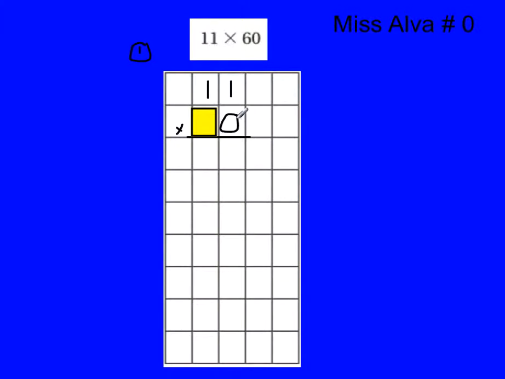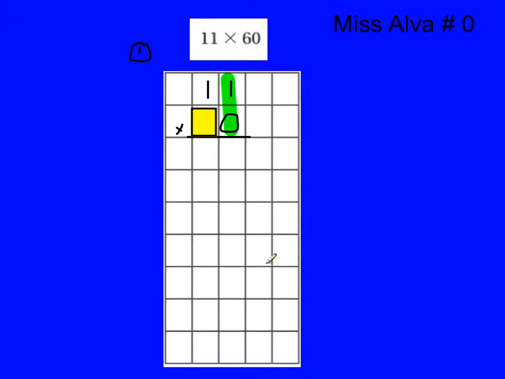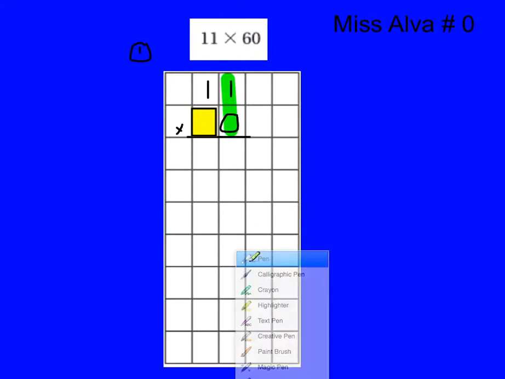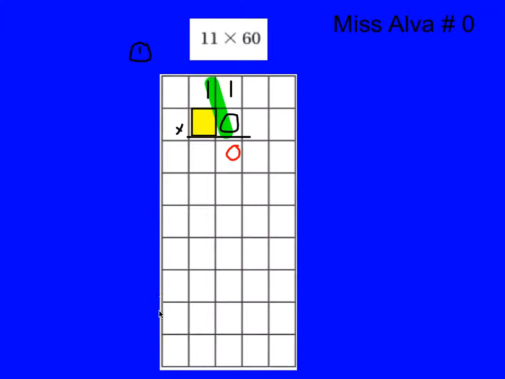Okay, so let's see. We start on the right if we're using the traditional method. So 0 times, oh, let me get my highlighter. Now, I don't recommend that you use a highlighter on your paper because you will not be able to erase it and it will get messy. But I use a highlighter so that you can see during my lessons what I'm doing. So 0 times 1 is 0. And 0 times 1, because we go in order, right, is 0. So did you get 0 for that part? Hopefully you did.